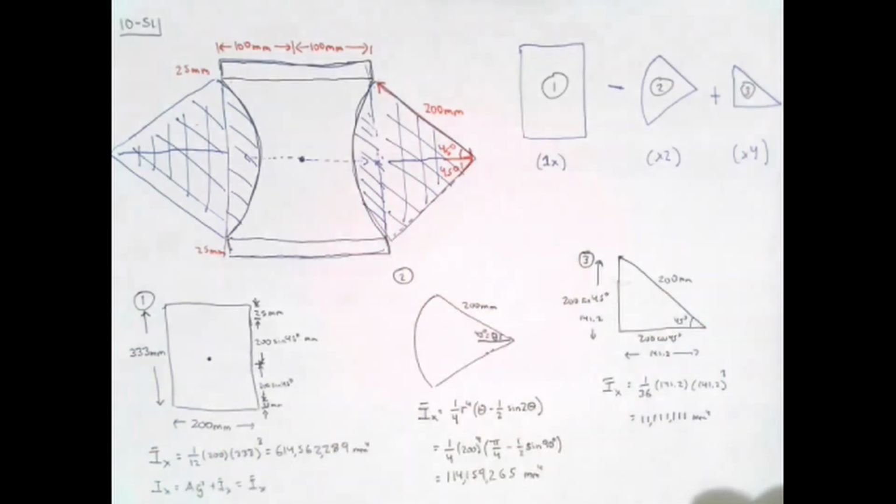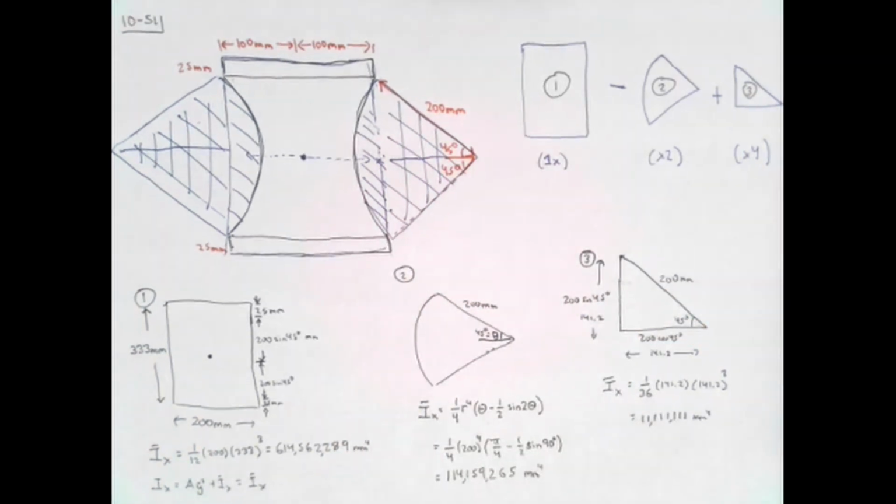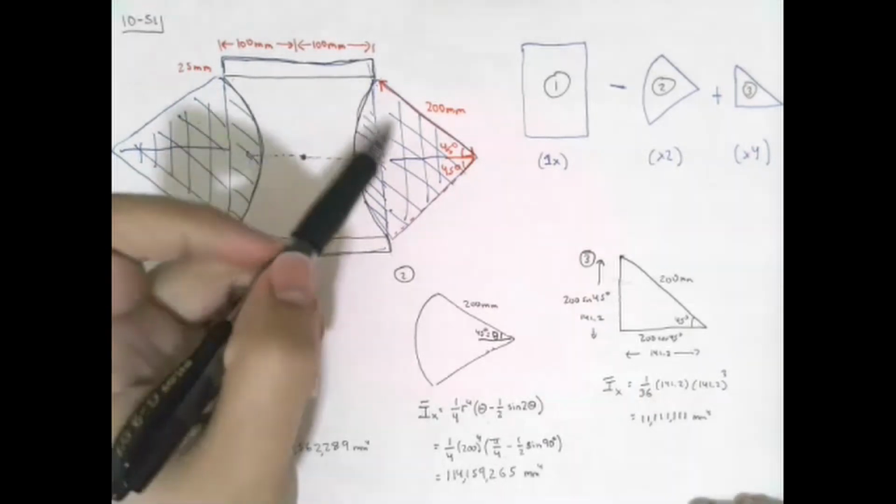Now, there's a problem here, Ryan. Can you identify that problem? Well, there are 4 triangles, but they're all in different places compared to the middle. Exactly. So we do need to apply a correction here.